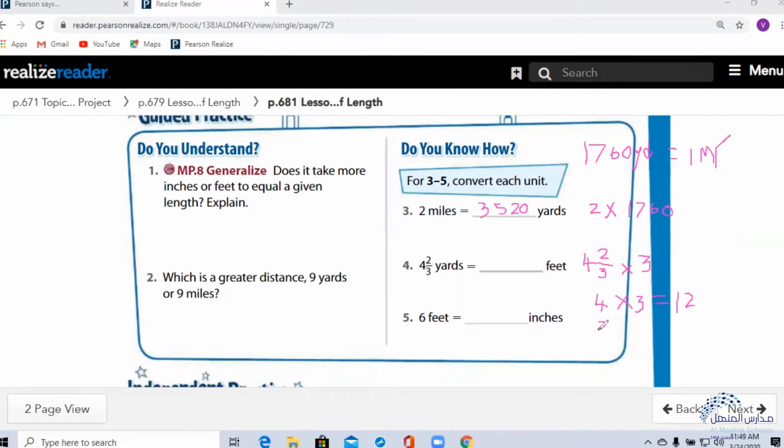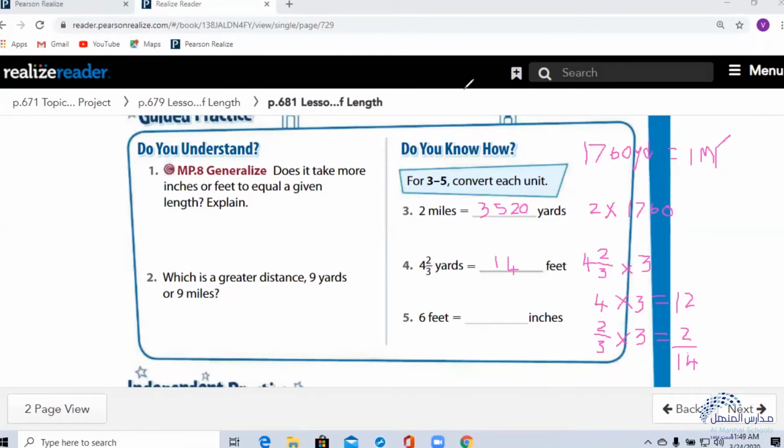So I write 2/3 of a yard, and I know there are 3 feet in 1 yard. So that gives me 2. So 12 plus 2 equals 14. So I know that there are 14 feet in 4 yards and 2/3 of a yard.